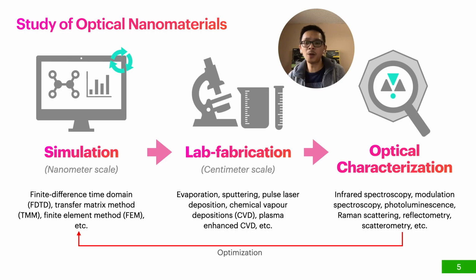The study of optical nanomaterials is a multi-step process. They always start with iterative simulation at the nanoscale, and then go on to lab fabrication at the centimeter scale. Once that's done, they do the optical characterization. This process goes on and on because it is meant to optimize the structure. So it's a time-consuming as well as resource-intensive process.